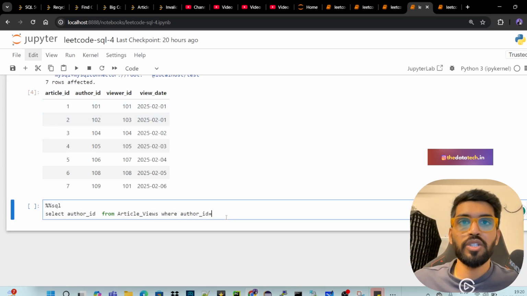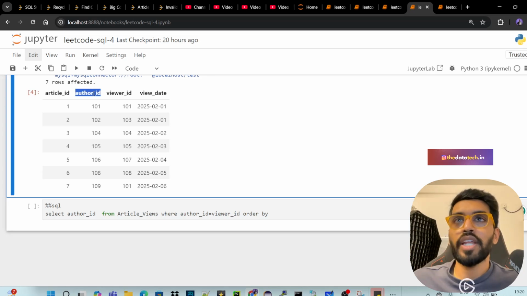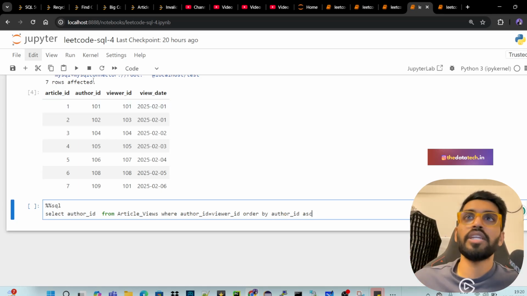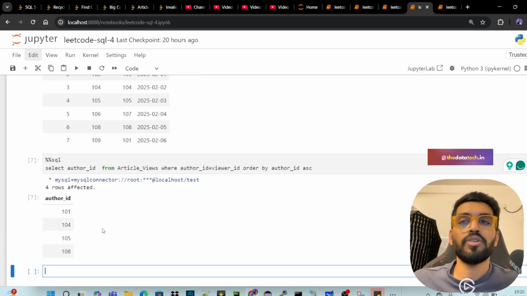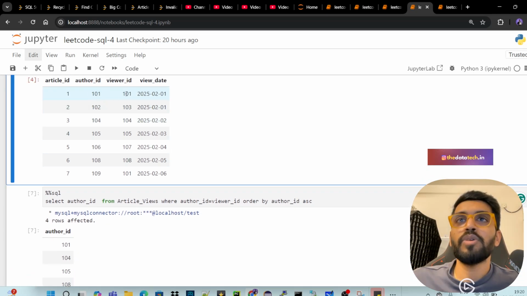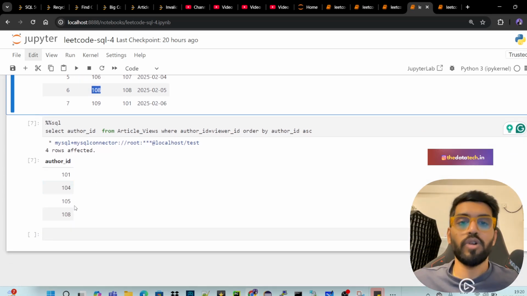You are just matching 2 columns of the same table. Okay, and order by author ID again, and you can just put ASC, which is ascending by default. See, 101, 104, 105, 108. 101 matches with the viewer ID, 104 also matches with the viewer ID, 105 also matches with the viewer ID, and then 108. So 4 records. Simple.